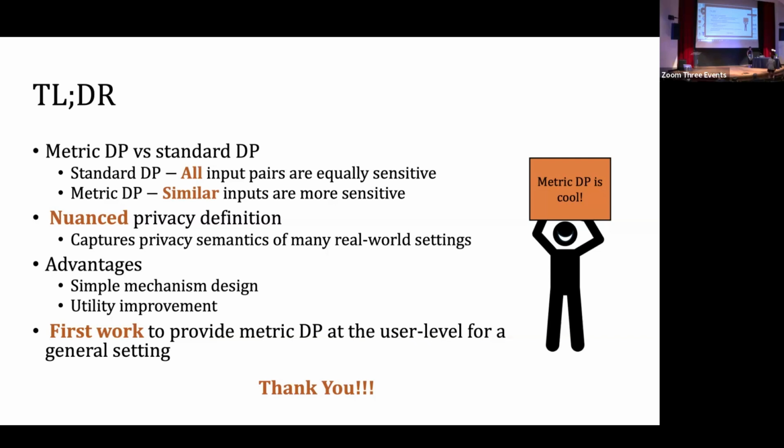I have one question. How specific are these mechanisms to the earth mover's distance metric, or why did you choose that distance metric over the others?